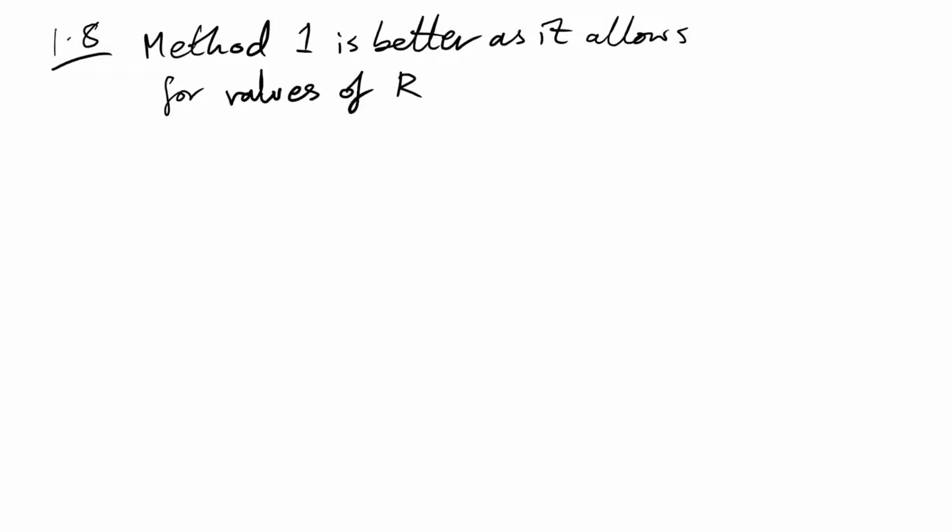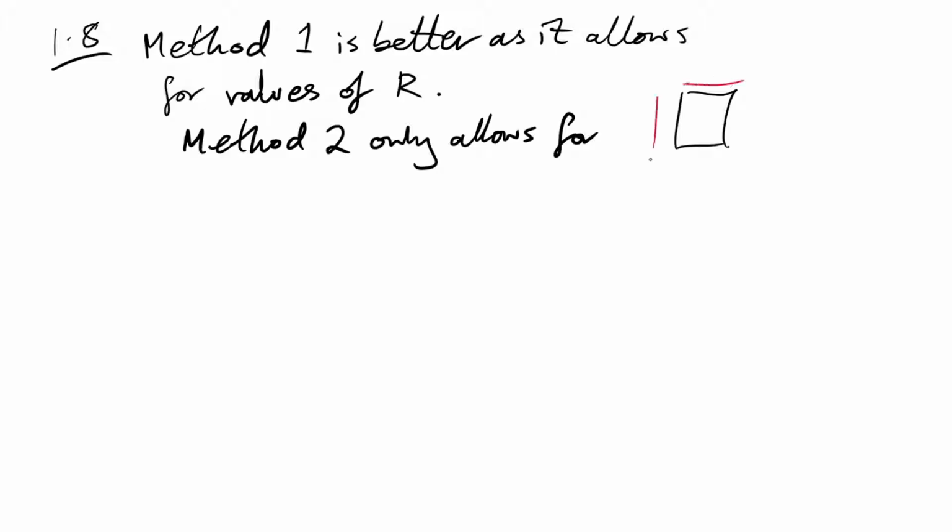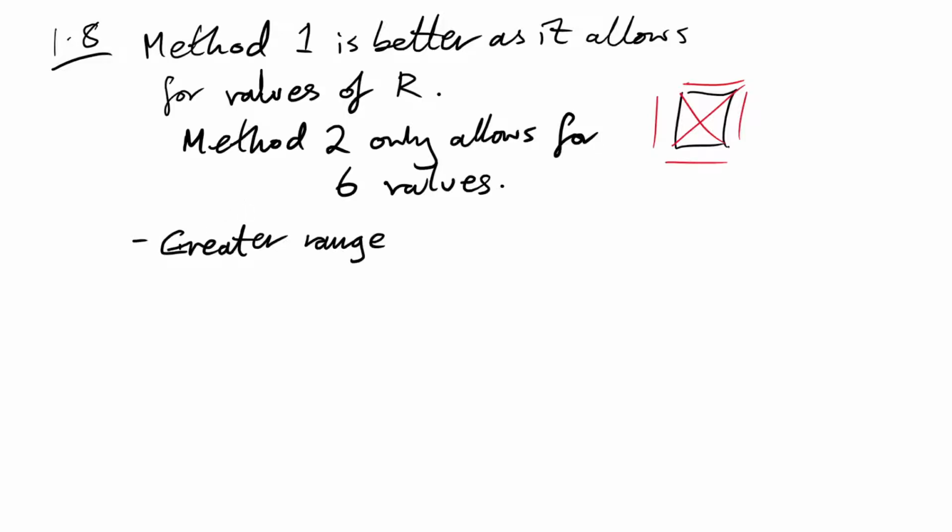No, it's not. Why? Because method 1 allows for more values of R, and method 2 only allows for, well, we could do 1, 2, 3, 4, and then diagonally as well, 5 and 6. So it only allows for 6 values. Whereas method 1, gosh, you could use any combination of them in series and parallel. You could have a vast number of different resistances. Mark scheme also mentions that we can have a greater range of values with method 1 as well, because you can have higher and lower maximum and minimum values.